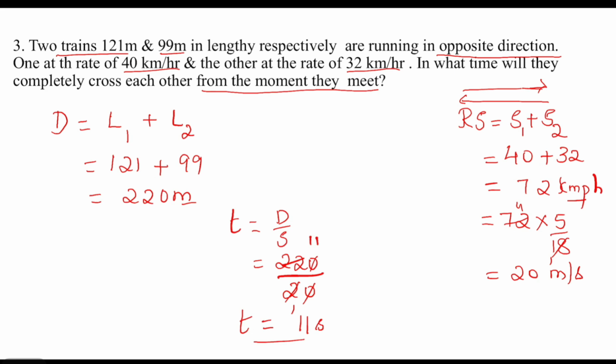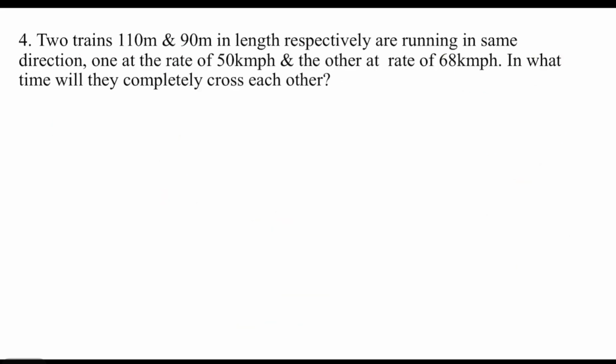Next problem. Two trains, one 110 meter and 90 meter in length respectively, are running in the same direction, one at the rate of 50 km per hour and the other at the rate of 68 km per hour. In what time will they completely cross each other?